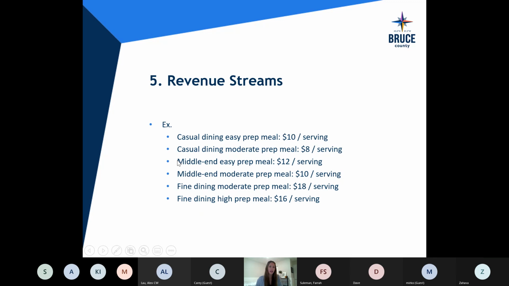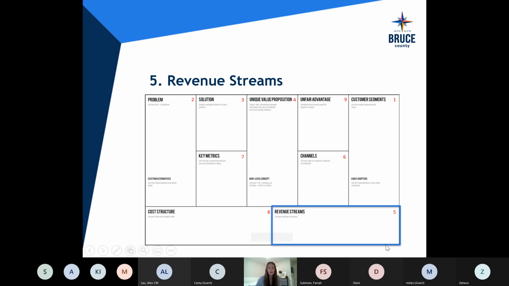All of a sudden I have middle-end and easy prep meals for $12 a serving, middle and moderate prep for $10 a serving, and then let's go fine dining cuisine for $18 a serving, or I could do that high prep for $16 a serving. So what we've done here is just quickly identified, here's my main products, and here's what I'm going to charge for them. And that's the snapshot that you want in the lean canvas.